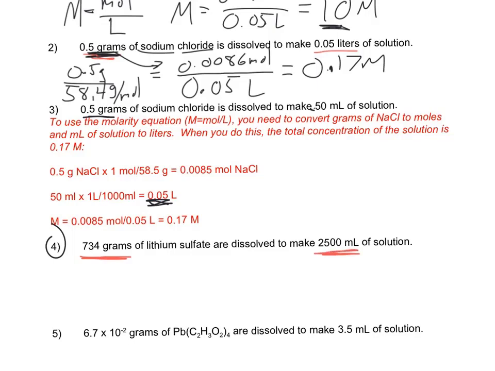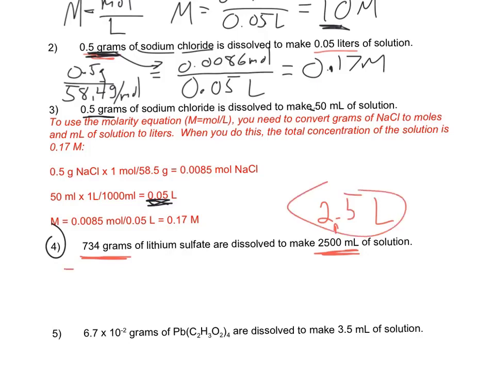We need it to be in liters. And just remember that 1,000 milliliters equals 1 liter. So 2,500 milliliters is equal to 2.5 liters. So that's our volume that we're going to use.